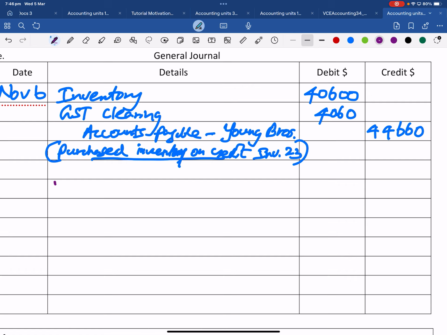You debit the insurance of inventory. Remember I told you, not the normal inventory account. It's a different account, insurance of inventory. Normally insurance is for the premises, but this is different. 400. Yep. Anything else?